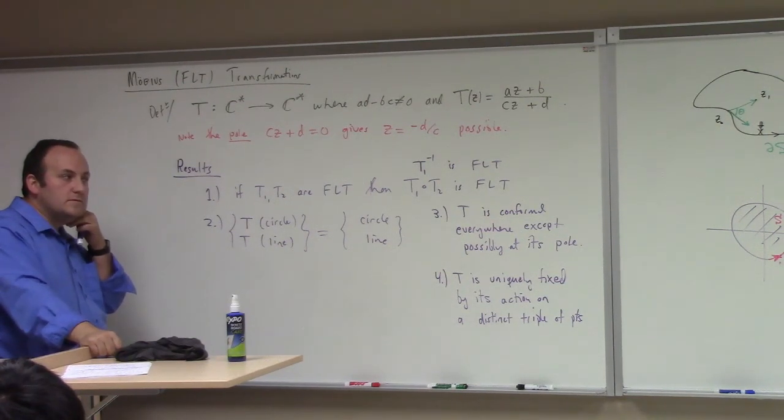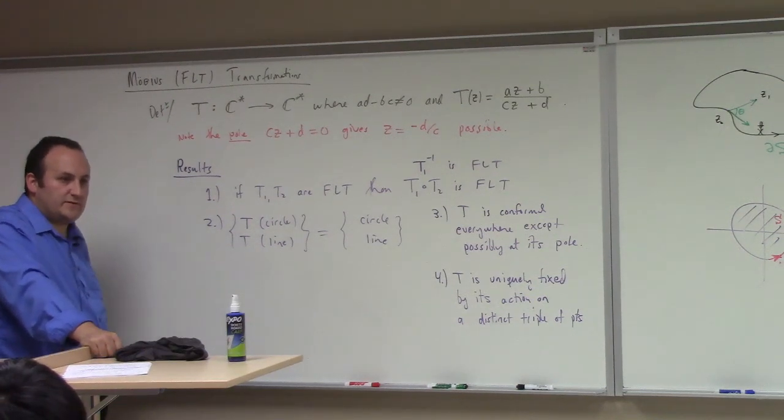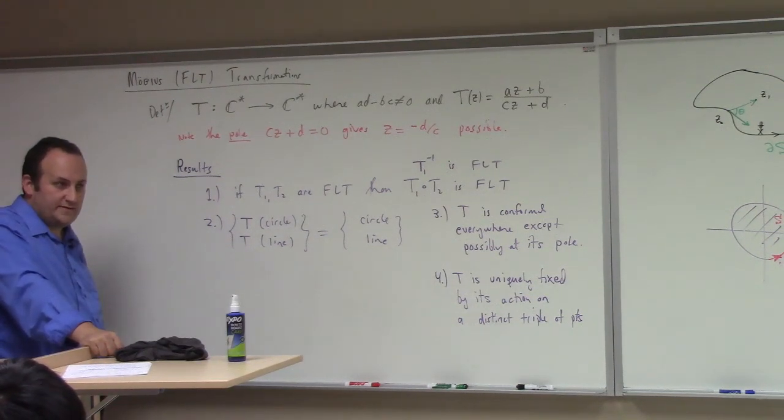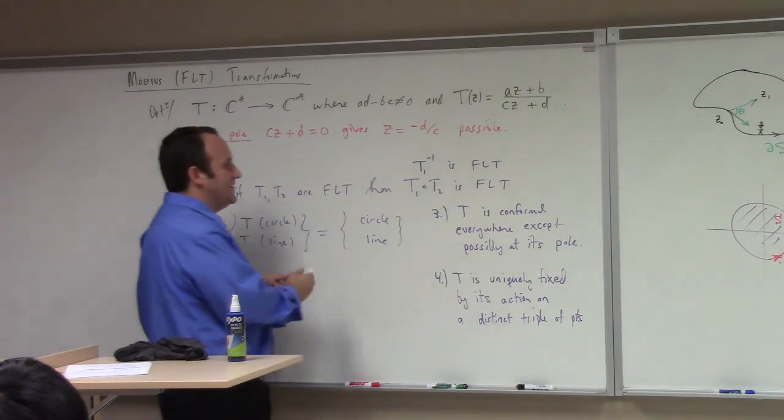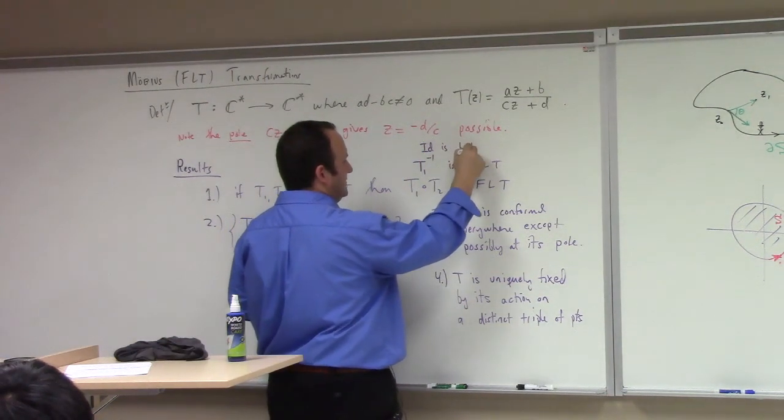So then the composite of the mapping with its inverse is a fractional linear transformation which fixes 3 points, and thus it must be the identity mapping, because we proved that if a fractional linear transformation fixes more than 2 points, it has to be the identity transformation, which is probably something else I should add up here. Yeah, the identity is an FLT.